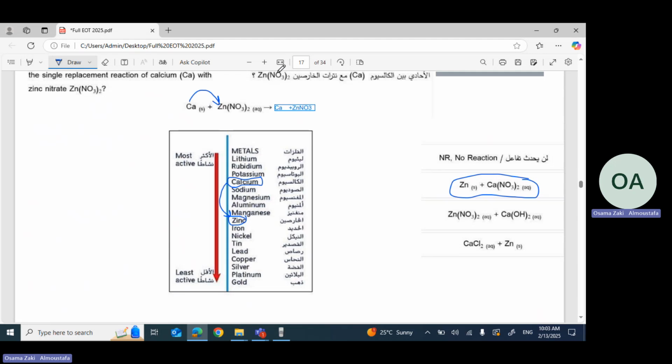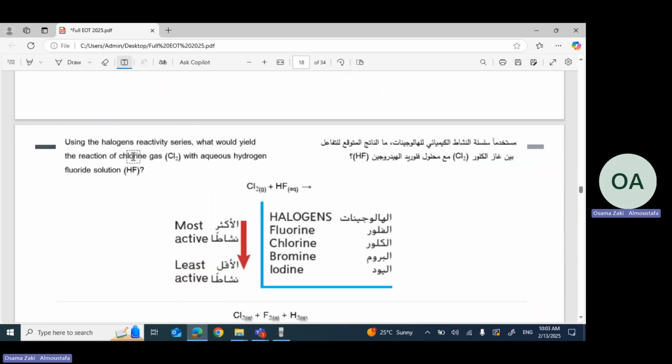Sorry. No, sorry. I have a mistake here. Not this, because it will replace. Just a moment, I have to correct it. So Zn will be out. Zn will be out. And Ca, this Ca. So Zn and CaNO3. Okay, let's move to the next question.